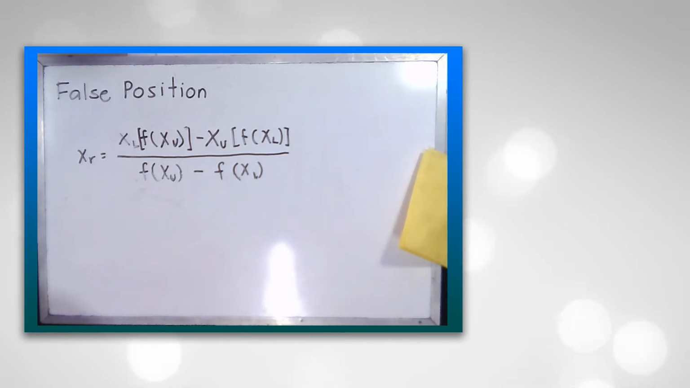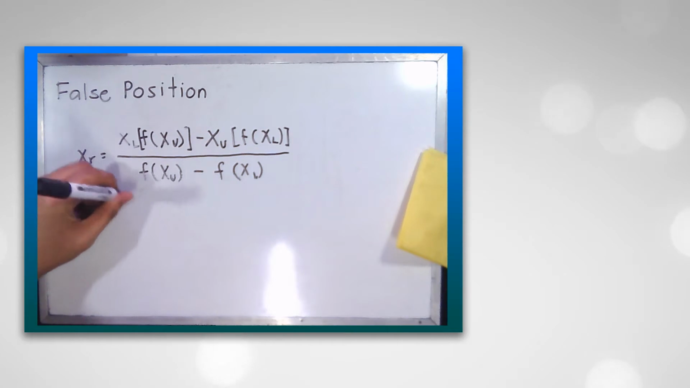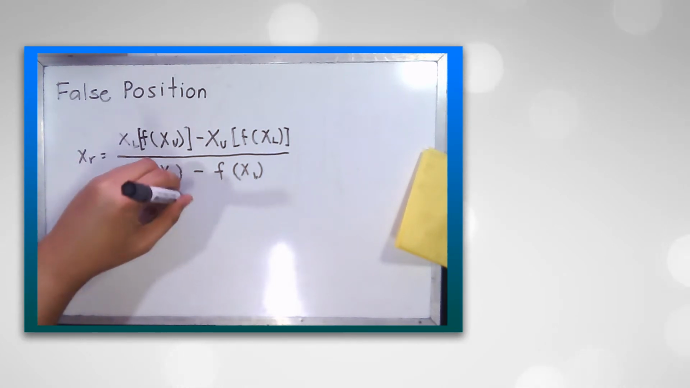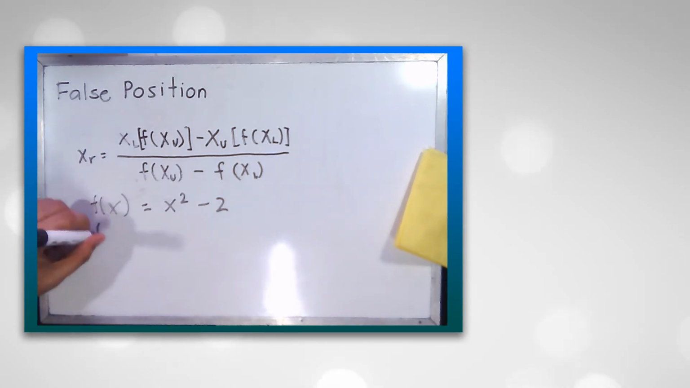In this series, we have 4 different methods to tackle in finding the solution for algebraic equations. And this is f of x is equal to x squared minus 2, or basically this is just x is equal to square root of 2. Therefore, we are going to estimate the value of square root of 2 using the method of false position in this video. First, we need to have the first interval.